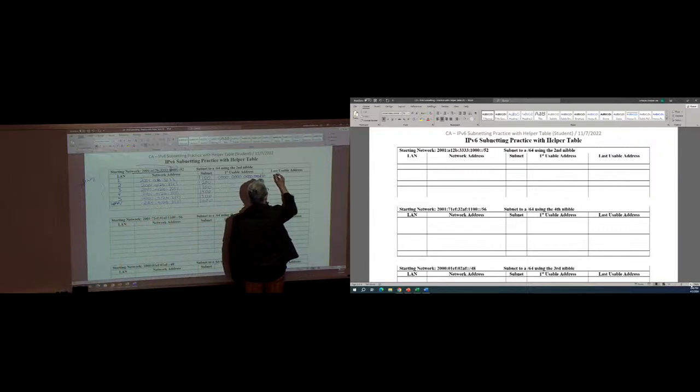We'll compress it on the next one. I want to show it both ways. I want to make sure everyone understands. Now, what's the last usable address in the IPv6 world? All Fs. So how many hextets of Fs? 4 hextets of Fs. /64.